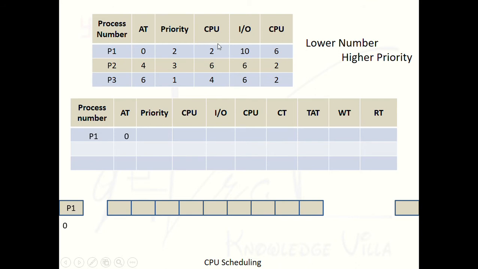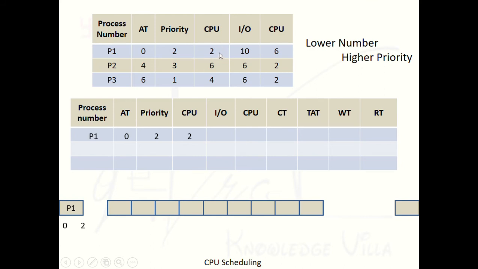So P1 will start its execution and will use the CPU for 2 time units, because P1's requirement is only 2 time units. Done. So at time unit 2, P1 will complete the first portion of its execution. P1 requires the CPU for 2 time units.